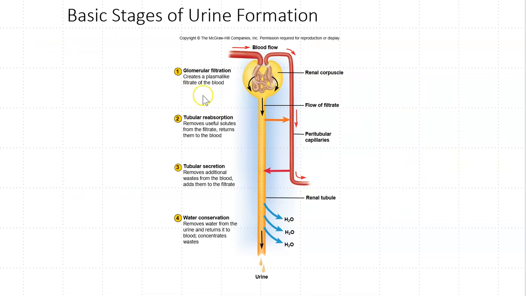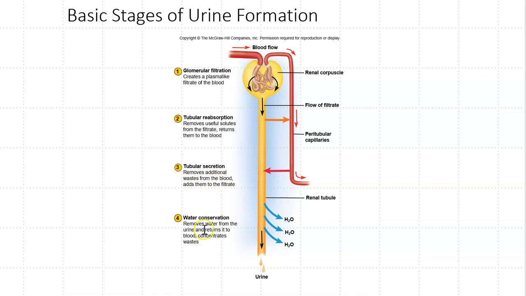So this picture shows basic stages of urine formation. The first one is glomerular filtration, wherein basically blood is filtered and it separates into the filtrate and really concentrated blood, which is taken away from the glomerulus through the efferent arteriole. The second stage is tubular reabsorption, wherein the useful solutes are taken back into the bloodstream. And then the third stage is tubular secretion, where additional waste like hydrogen ions and potassium ions are removed from the blood and added to the filtrate.